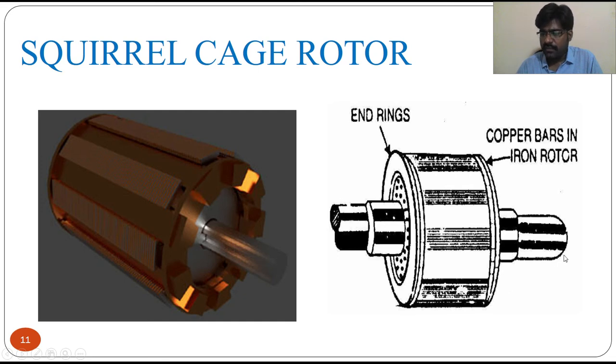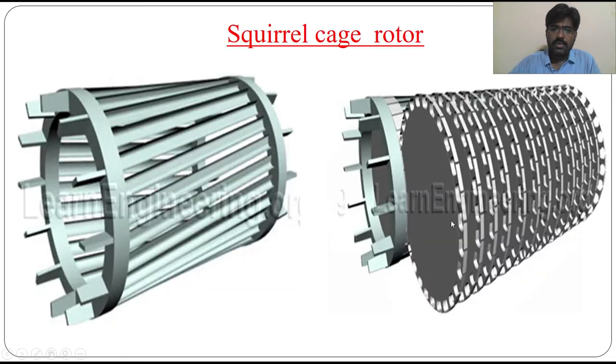So this is the shaft. Okay, these lines you can see, these lines are made up of rotor. They are called rotor bars. They are made up of either copper or aluminum.